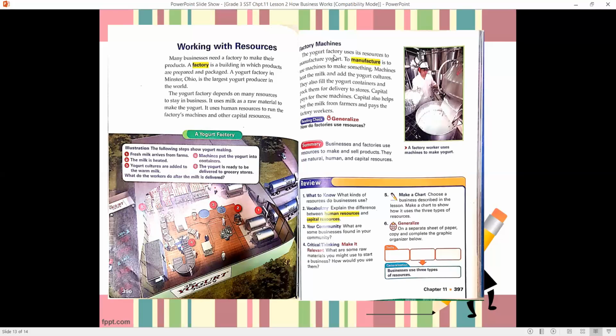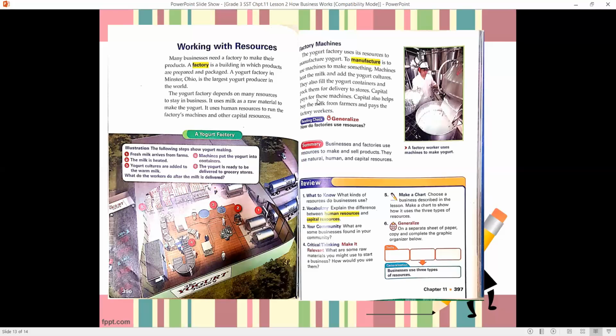Last, we go to factory machines. The yogurt factory uses its resources to manufacture yogurt. To manufacture is to use a machine to make something. Machines heat the milk and add the yogurt culture. Again, yogurt culture is the good bacteria that is put in the milk to ferment it, to change the milk into yogurt. They also fill the yogurt containers, the boxes, and pack them for delivery to the stores.